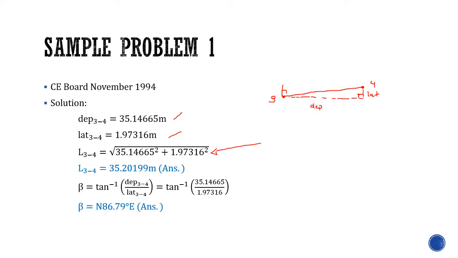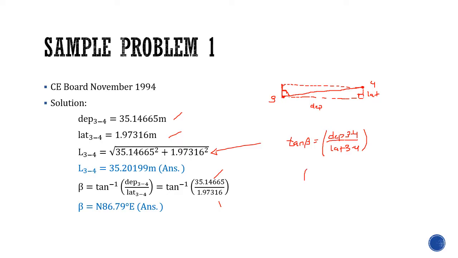To get the bearing, ito yung bearing. Ang gagawin mo lang dyan, gamitan mo din ng basic trigonometry. You can use tangent. Tangent beta ay equal to the opposite which is the departure, over adjacent which is the latitude. So specifically, departure of 3, 4 over latitude of 3, 4. In this case, class, you do not need to include the sign. Values lang naman ang kailangan mo dito, yung angle lang. Tapos yung direction ng angle, ikaw na lang mag-decide.